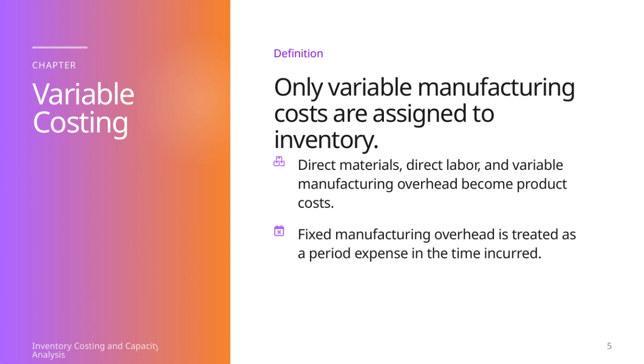Instead, it's treated as a period expense, meaning it's expensed in the period it is incurred regardless of production volume. Understanding this distinction is essential because variable costing impacts how we analyze inventory costs and manage capacity. It provides a clearer picture of how costs fluctuate with changes in production, helping in better decision-making and cost control.